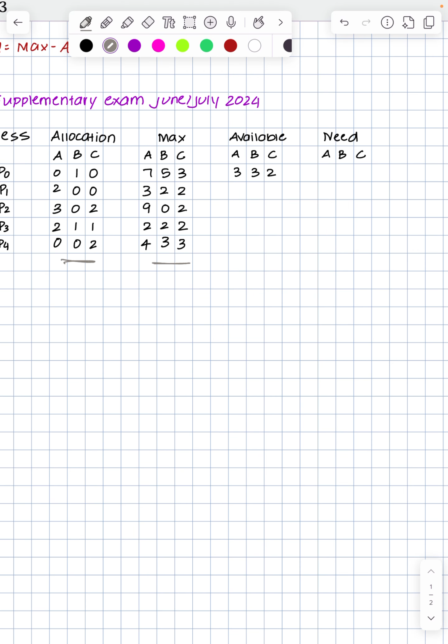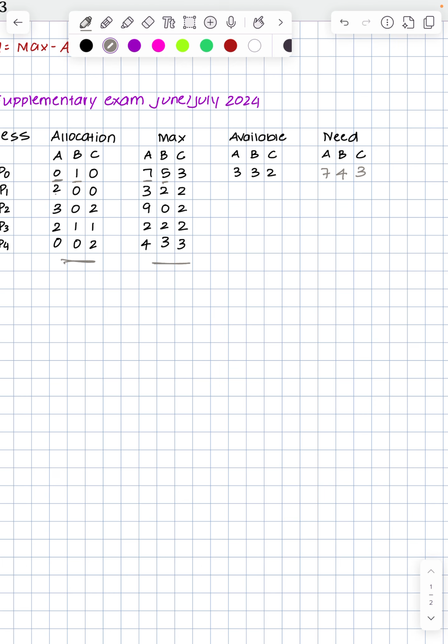7 minus, okay, so first we check 7 and then 0. 7 minus 0 is 7. And then 5 and 1. 5 minus 1 is 4. 3 minus 0 is 3. And we have to calculate for each of the processes. So we've done it for P0. This one is P0 and we have done it for P0.